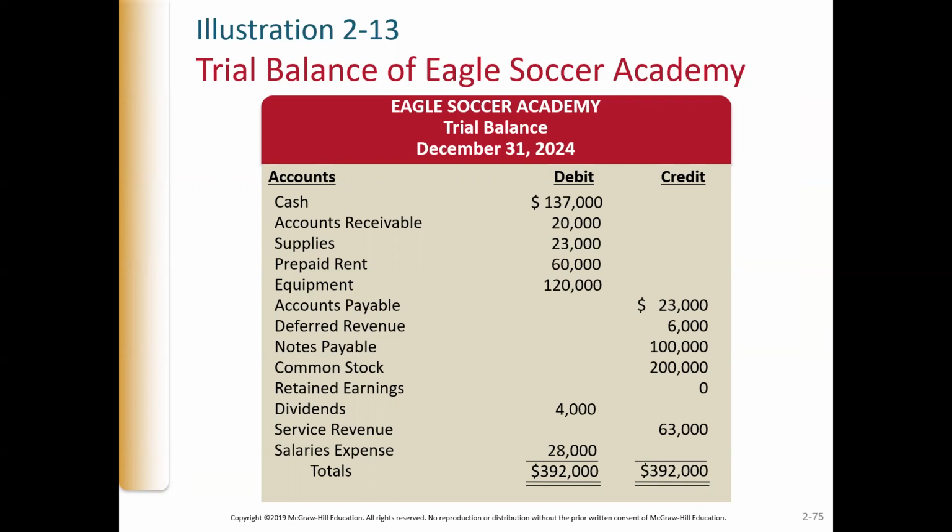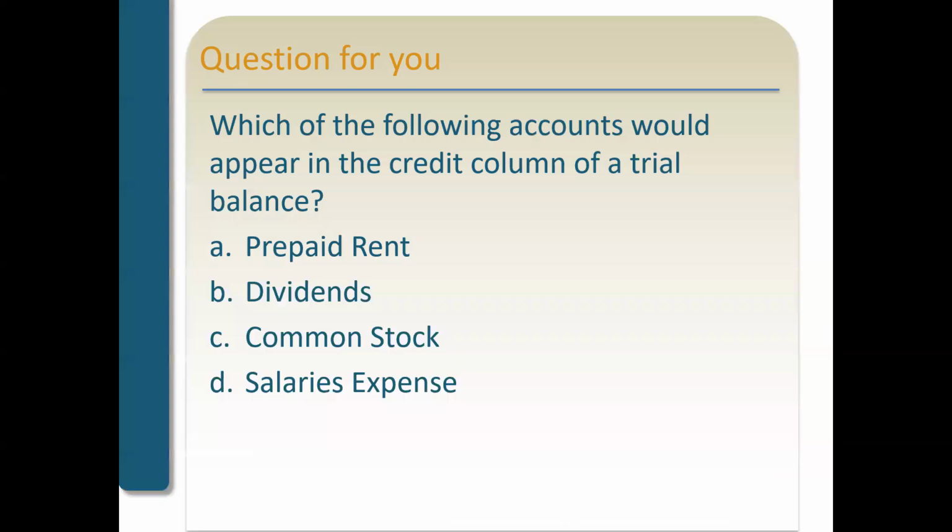Our debits are listed in the debit column, the accounts that have normal debit balances. The accounts that have normal credit balances are listed in the credit column. They must always equal. So which of the following accounts would appear in the credit column of a trial balance?